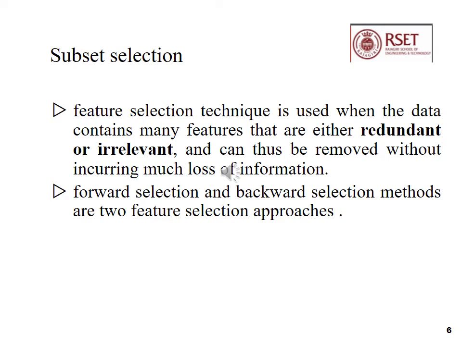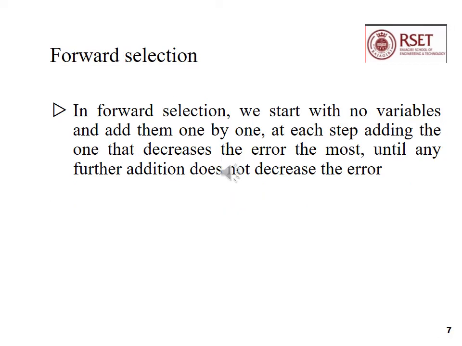In this slide, I'm going to explain what is meant by subset selection. Feature selection techniques are used when the data contains many features that are either redundant or irrelevant. At that time we can remove that information without incurring much loss of information. Forward selection and backward selection are the two feature selection approaches.